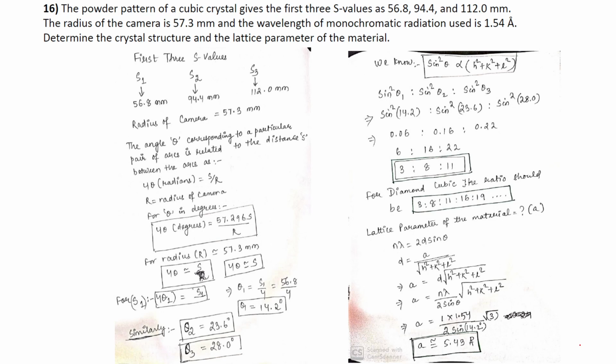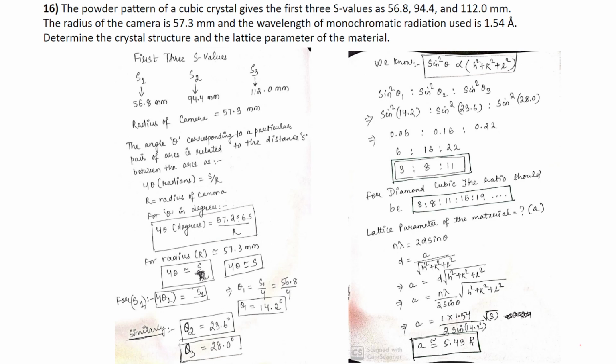R is the radius of the camera and theta is in degrees. So 4 theta is equal to 57.296 by R. The radius R is equal to 57.3 millimeter and 4 theta is equal to S. We can say that for S1 the corresponding 4 theta 1, so theta 1 will be S1 by 4. It will be 14.2 degree. Similarly, theta 2, theta 3 you have to calculate.